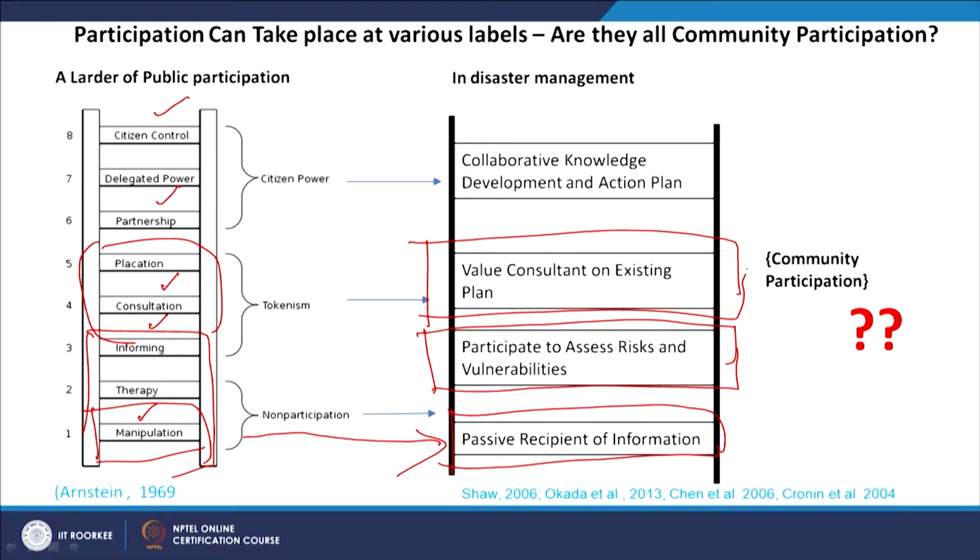a little higher level, value consultations, we not only involve them in assessing the risk, estimating the risk, but we prepare a plan. Most of the cases in urban planning, we prepare the plan, and then those who are living in these areas, the citizens or the stakeholders, we invite them and we show them, okay, we prepared this plan. Now tell us if this plan is good or not.